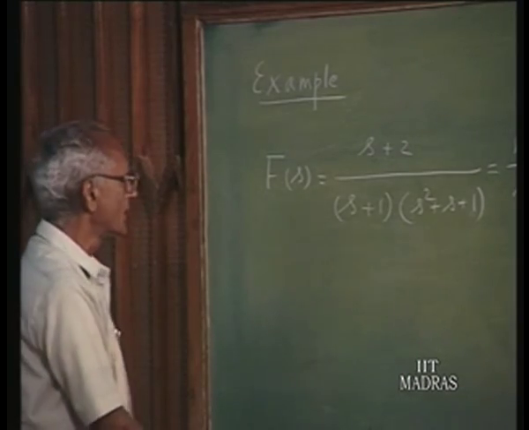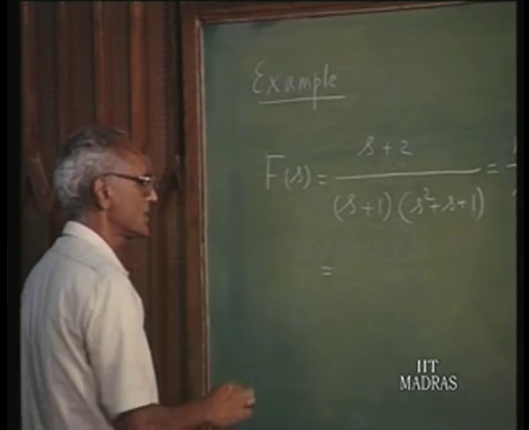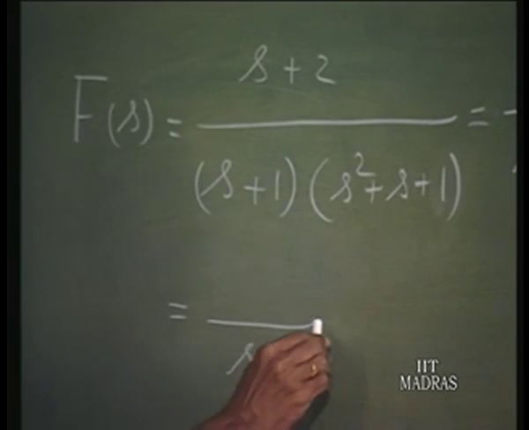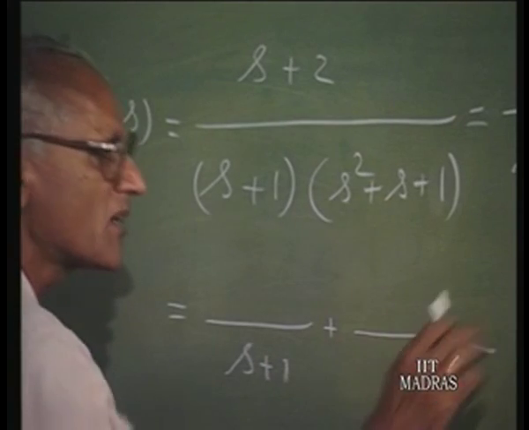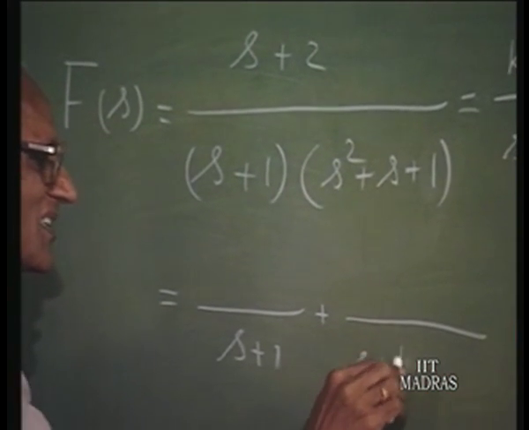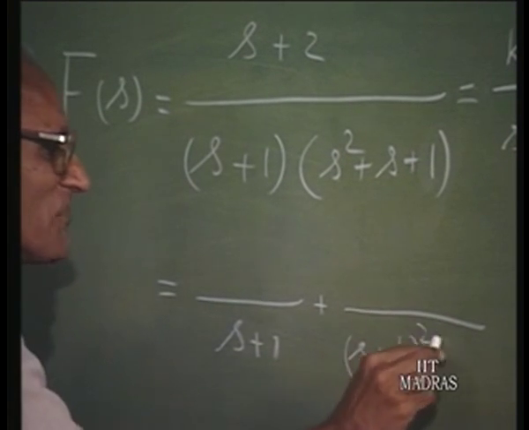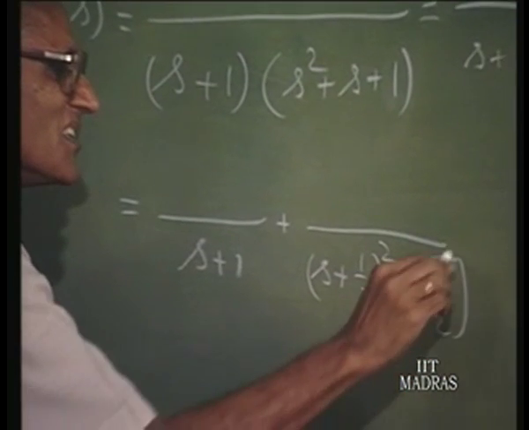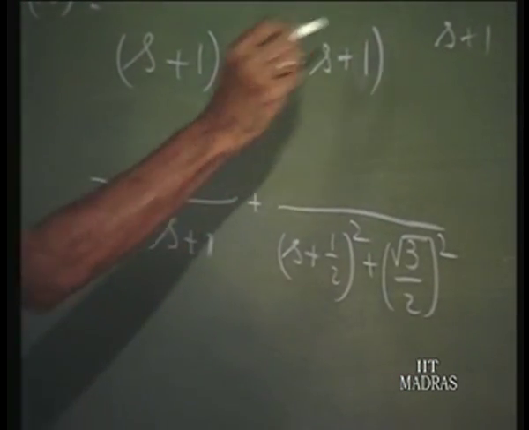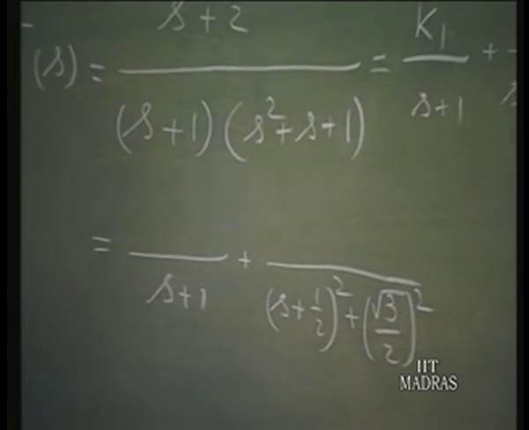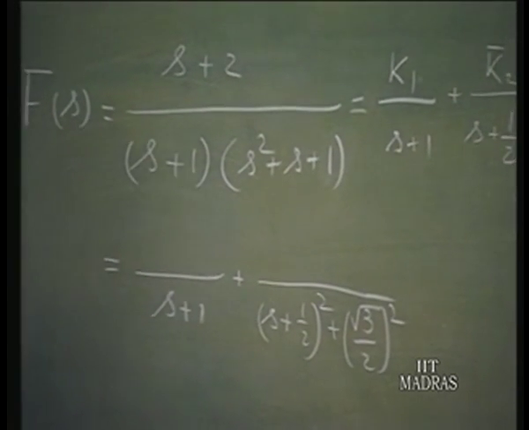So to do that, let us write this partial fraction expansion as, say, 1 over s plus 1 corresponding to K1, and the second term would be the combination of these 2. It turns out that will be (s plus half) whole squared plus (root 3 upon 2) whole squared. If we can express this quadratic factor in this form, it will be convenient because we can associate this with a well known time function, as we will see as we go along.